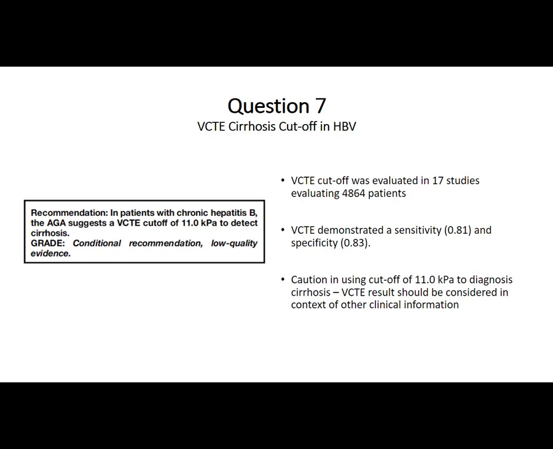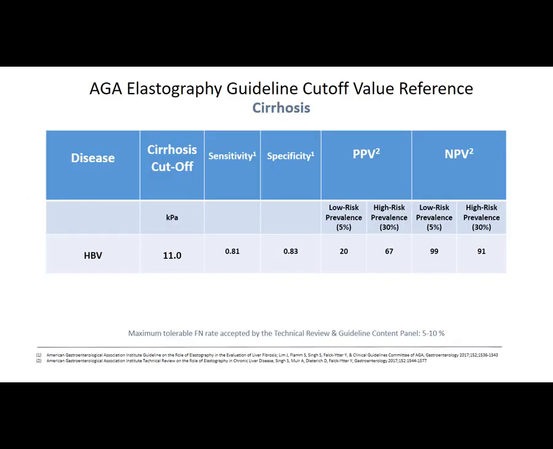But the sensitivity and specificity, 0.81 and 0.83, were slightly lower. And this is obviously always the same caution here: considered in the context of other clinical information. So look at the whole package, the platelet count, the symptoms, and any other imaging results that you might have. So here are the numbers for hepatitis B. The cirrhosis cutoff is 11. The negative predictive values, though, are actually quite good at 99 and 91. So very useful tool, not to be relied on totally for the diagnosis of cirrhosis.